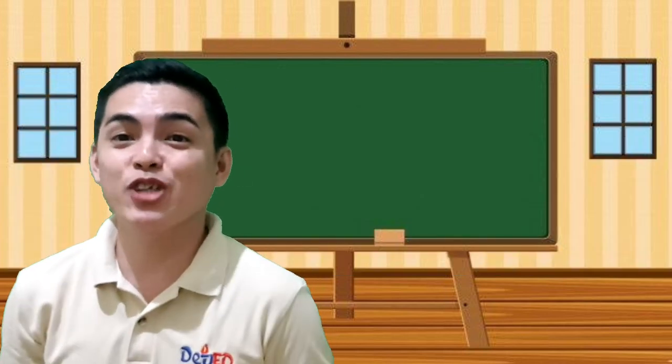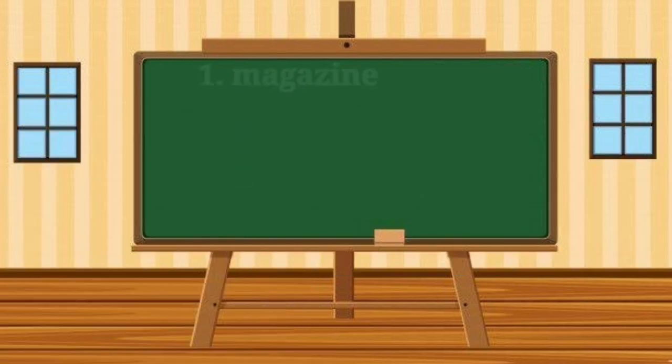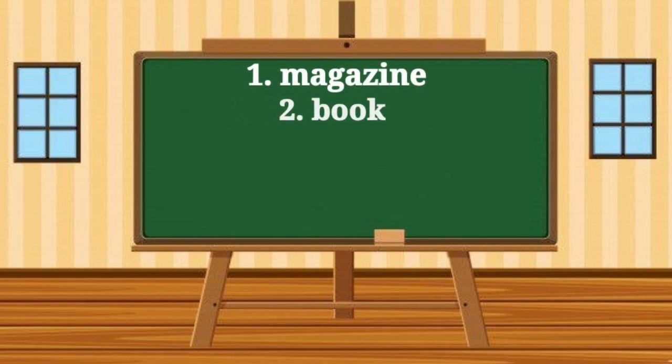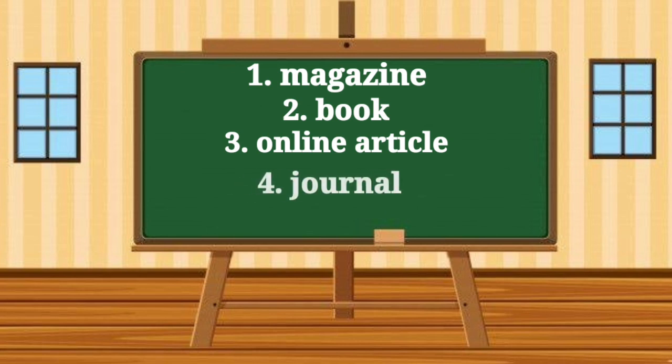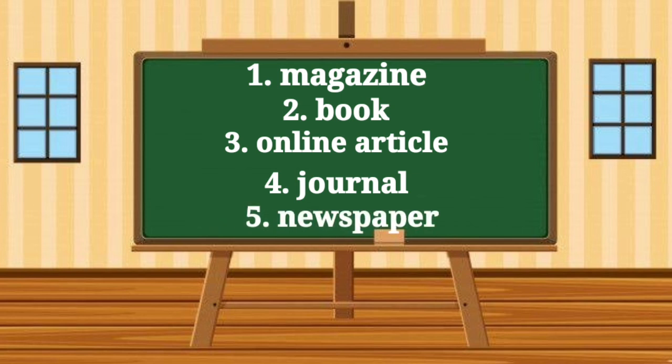Alright, time for checking. For number 1, the answer is magazine. For number 2, the answer is book. Number 3 is online article. Number 4, journal. And number 5, newspaper.